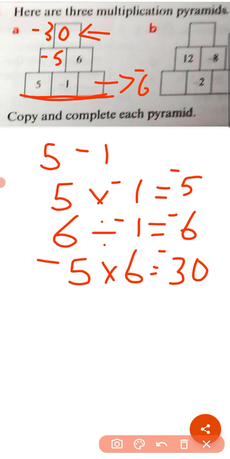Okay. So, children, start from the last row. 5 into negative 1 is negative 5. Then the third box is missing. So, to find the number in the third box, we have to divide the number given in the second box by the number given in the third row. That is 6 divided by negative 1 is negative 6. Now find the number in the first row. Negative 5 into 6, that is negative 30 is our answer.